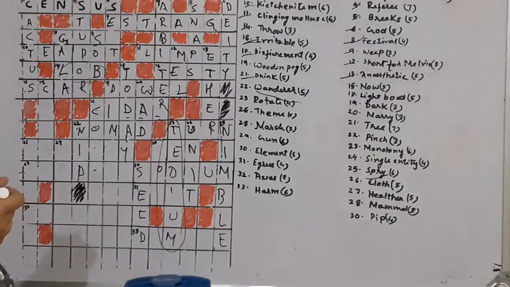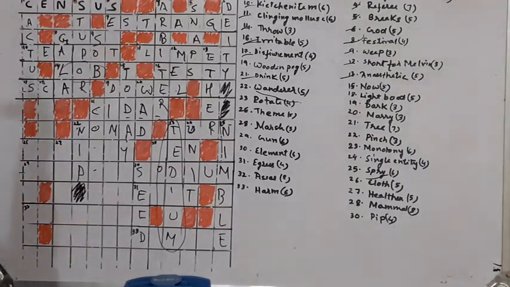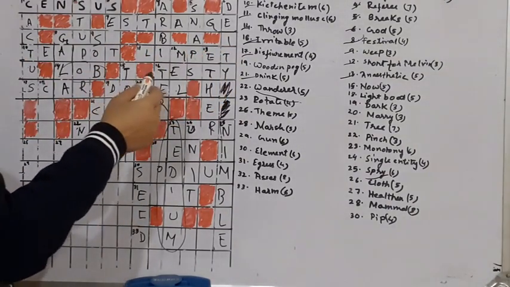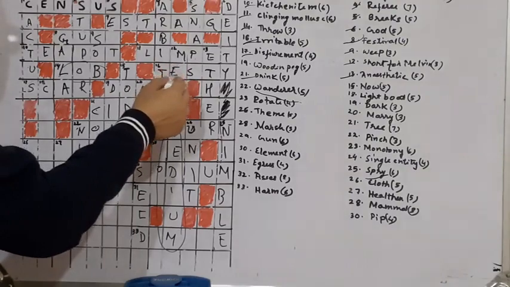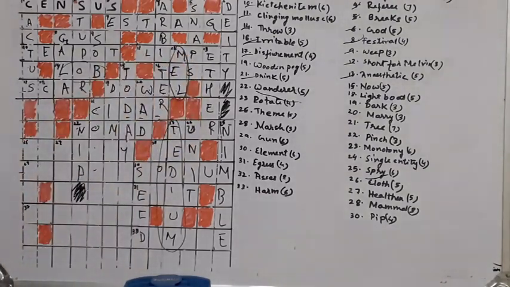I will check it. 12, it is Melvin, short form of Melvin. Fine. So it is Mel. Already we have got C. Mel. Right?